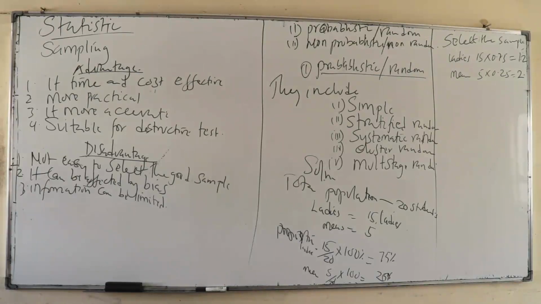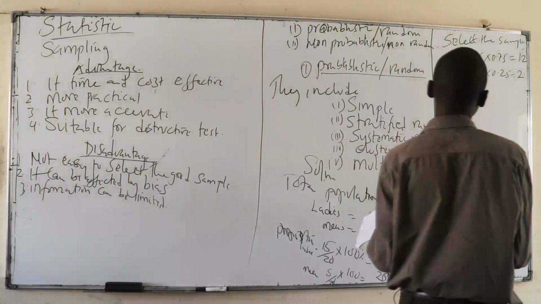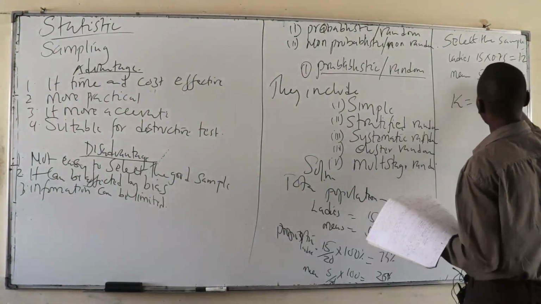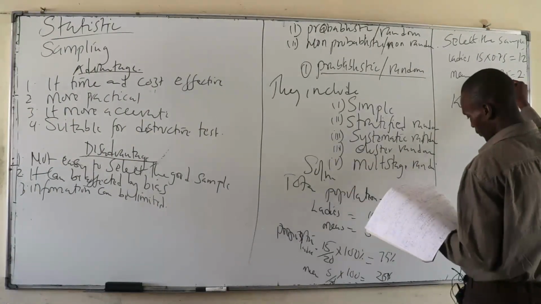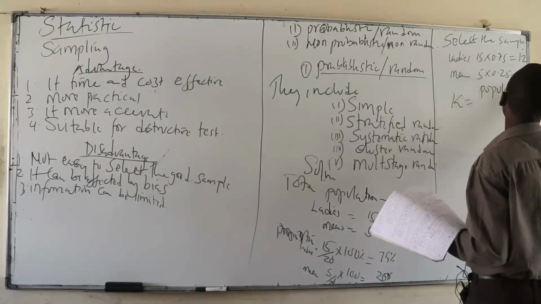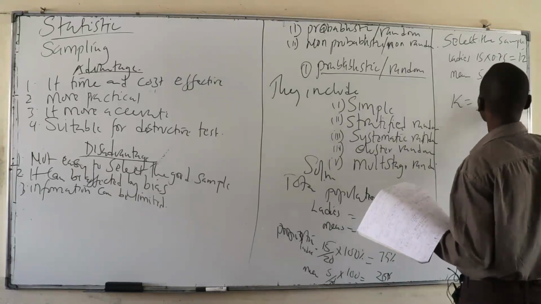Command 2. Determine the sample interval K. We take K is equal to population size over sample size.